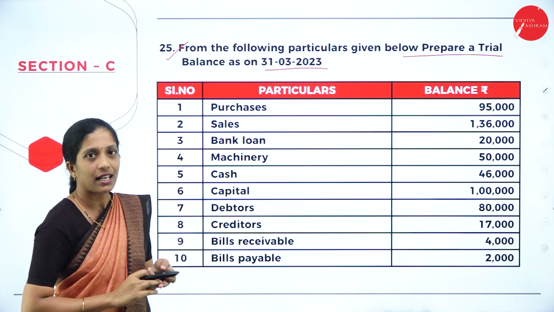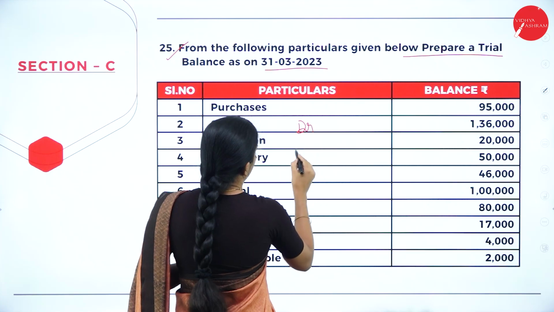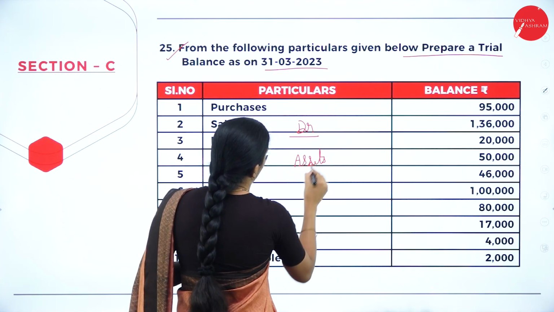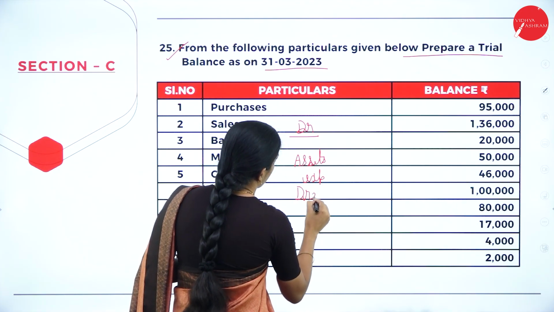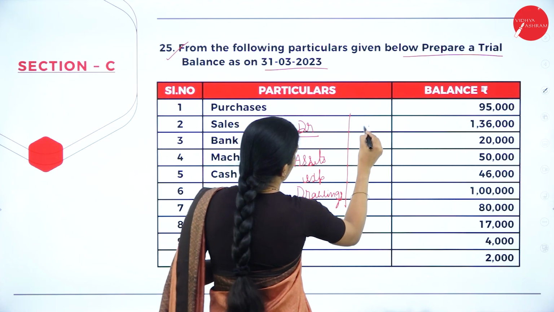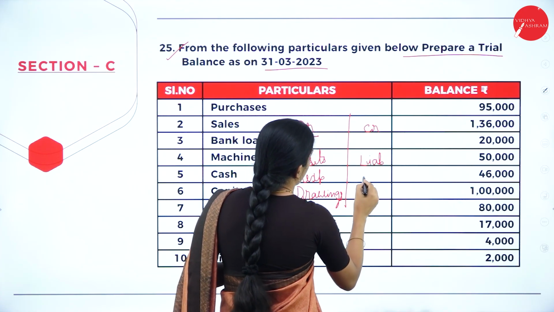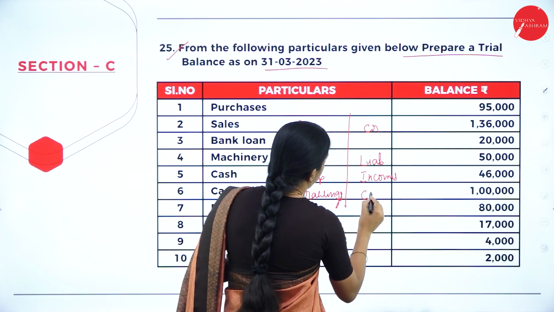A small hint I'll give, what are the items to be debited? So debited, all the assets have to be debited, all the expenses and drawings. So this has to be debited. Coming to credit side, you have to credit all the liabilities, all the incomes and capital.